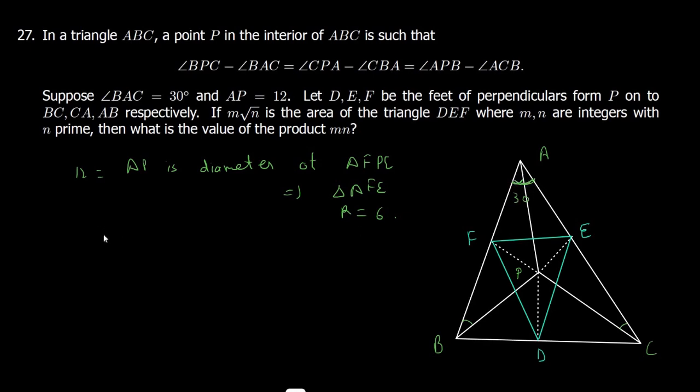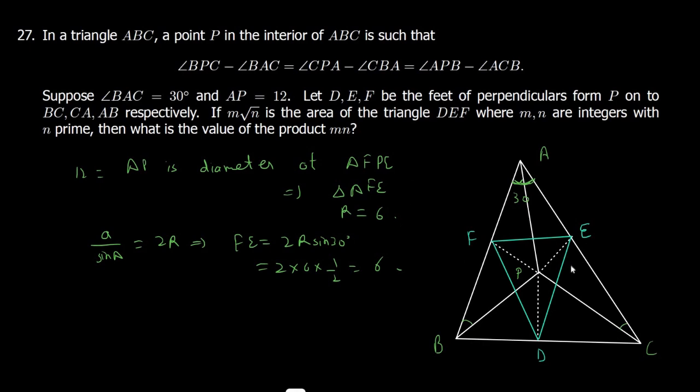So I can use the sine rule. What does the sine rule say? That a upon sine A will be equal to 2 times the circumradius. So I can practically find the side FE. My FE will be 2R times sine of 30 degrees. So it will be 2 into 6 into 1 by 2. That is how much? That is 6 units.